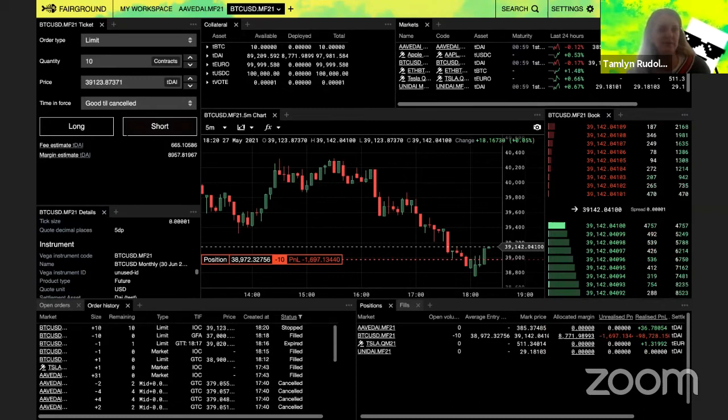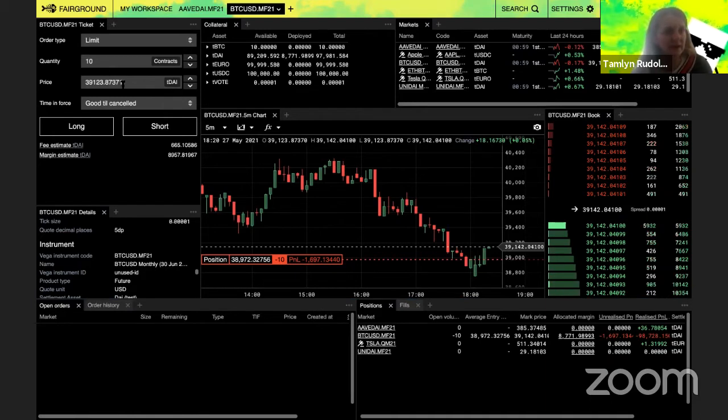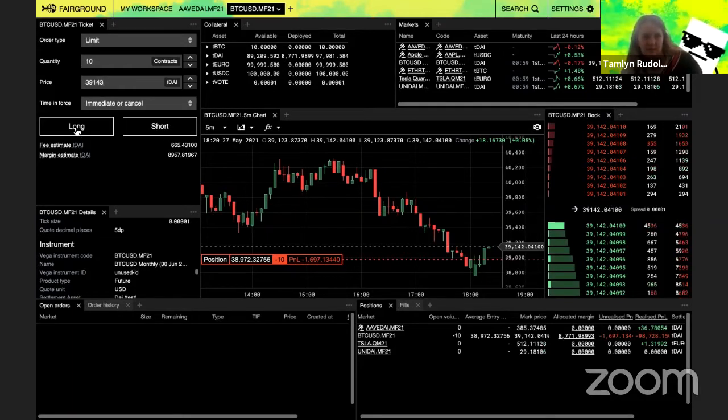So now if I do it again, it's because we've still got our short 10 position. Let's see what our price currently is. 39. I'm just going to go 143 because I just want this to trade. We're going to go immediate or cancel. I expect now for this to trade the full 10 because I've put a really quite ambitious price there. So let's do that.